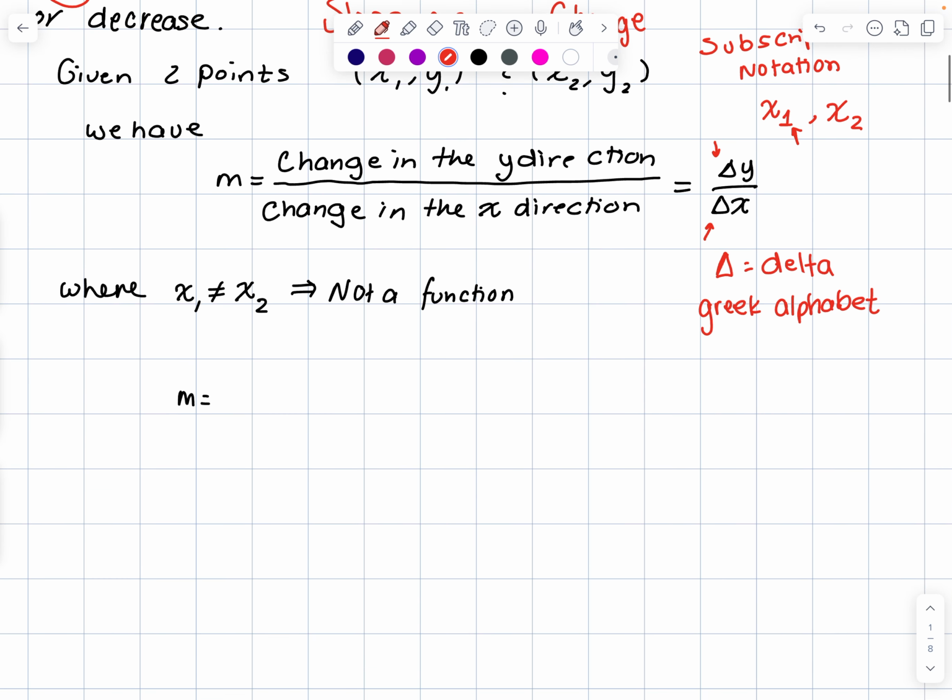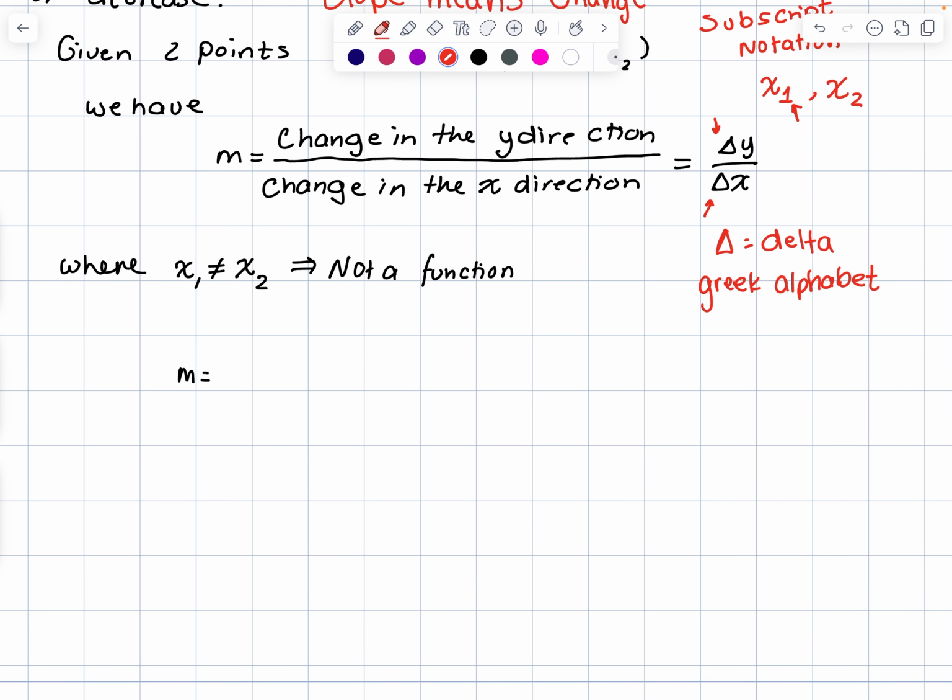And so we use this delta character to indicate change. Delta always refers to change. So we have a change in the y and a change in the x. That's what we have there. So we call that the change.